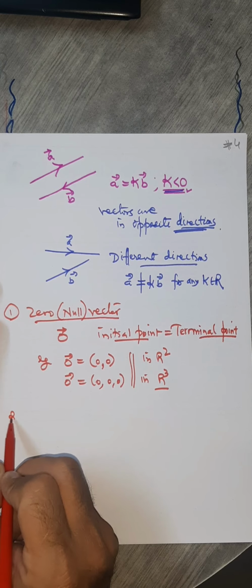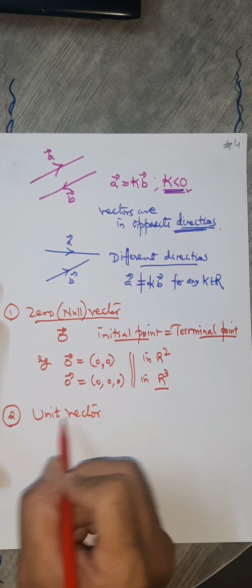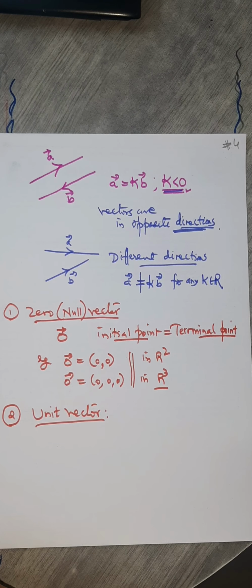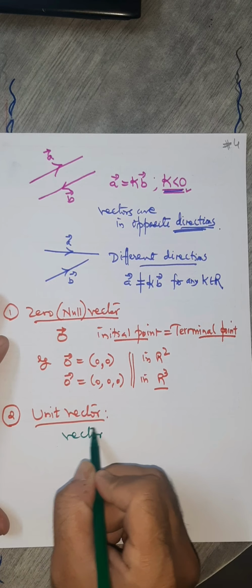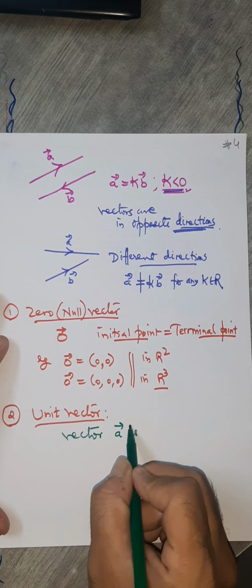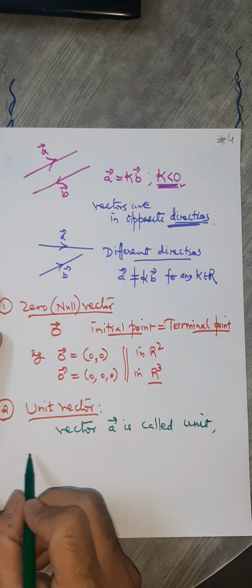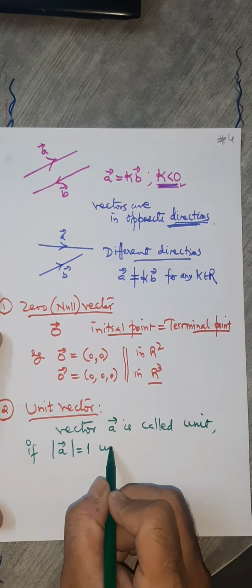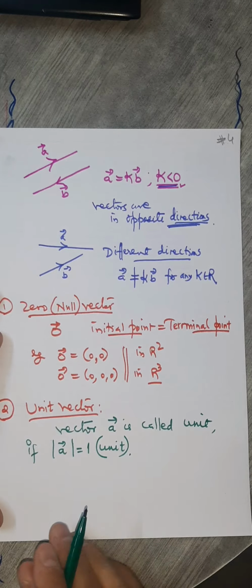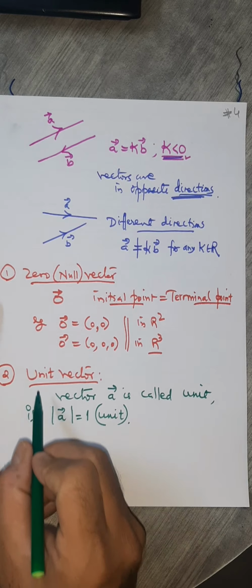Then the next one will be the unit vector. What's the unit vector? A vector having magnitude equal to 1 unit. Vector, let's say A, is called a unit vector if its magnitude, if its length is 1 unit, remember. Any vector with magnitude equal to 1 is known as a unit vector. We'll see later on with some more examples.